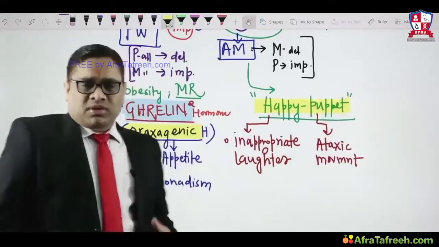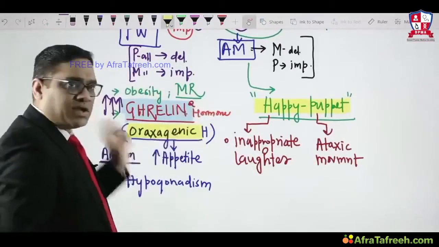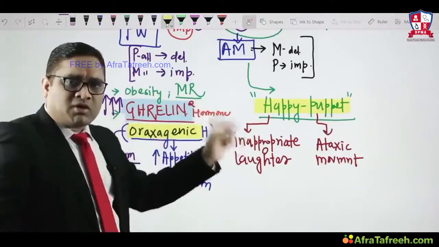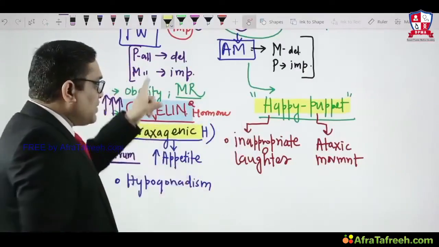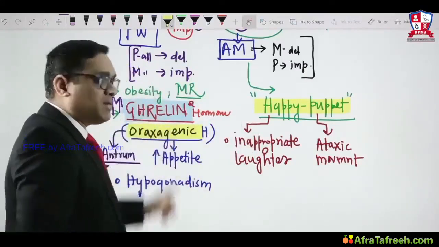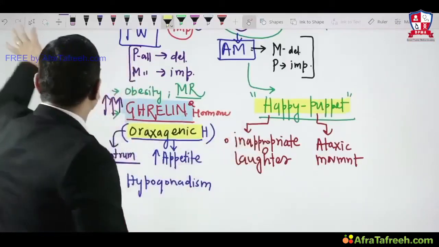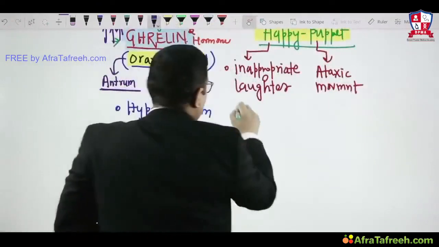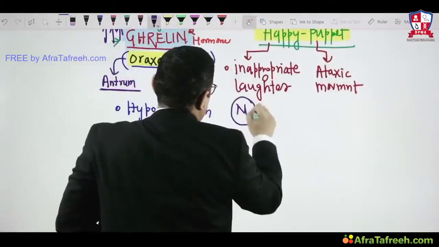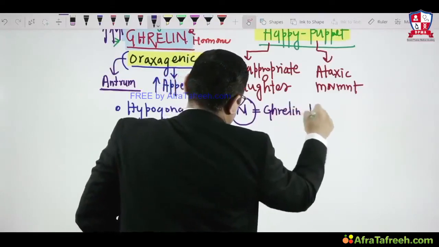See what I want to tell you here, future question. See, will ghrelin hormone be increased in Prader-Willi, Angelman, or both? So that time we should remember that ghrelin hormone will be increased only in case of Prader-Willi syndrome. It will be normal in case of Angelman syndrome. So ghrelin will be normal in Angelman syndrome, right?